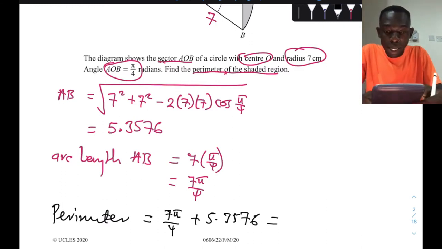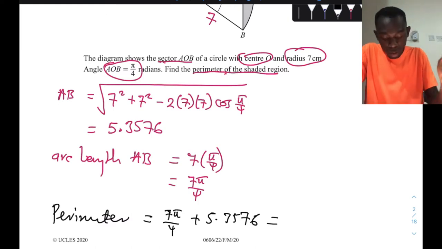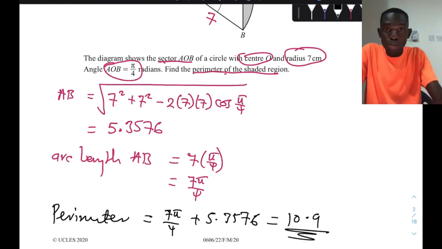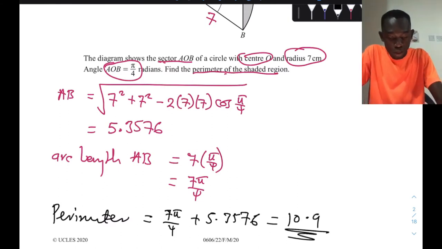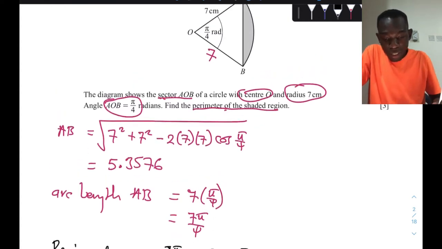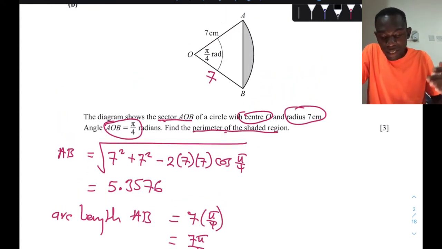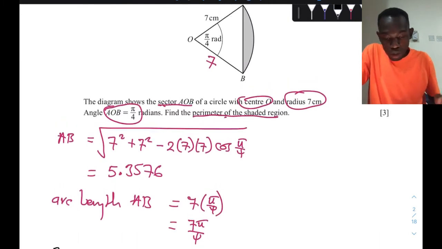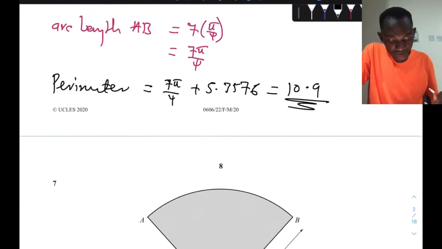So I don't want to start approximating and then my final value will change from what Cambridge will use. So I'm looking at 10.855, so that's 10.9 correct to 3 significant figures. So this is how to go about it. You just find the length AB, and then from there you find the arc length, and then you are good to go. Okay. All right.